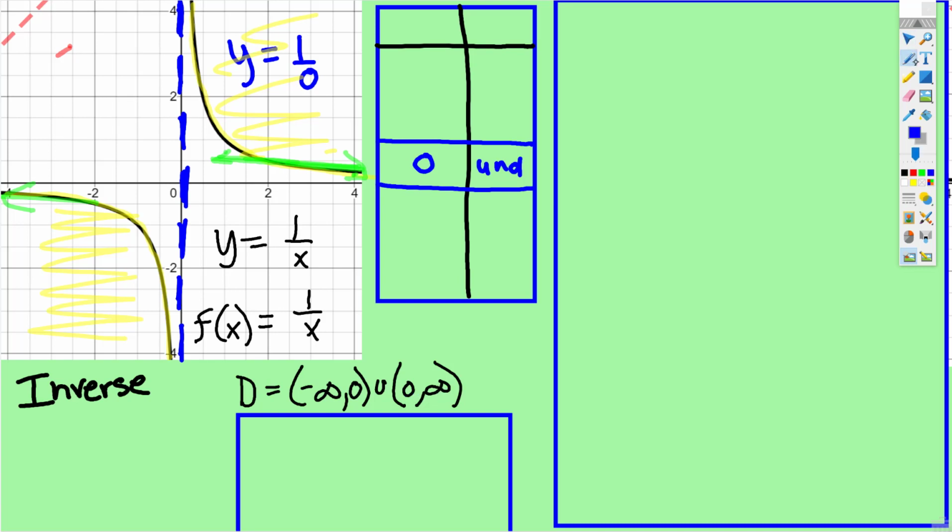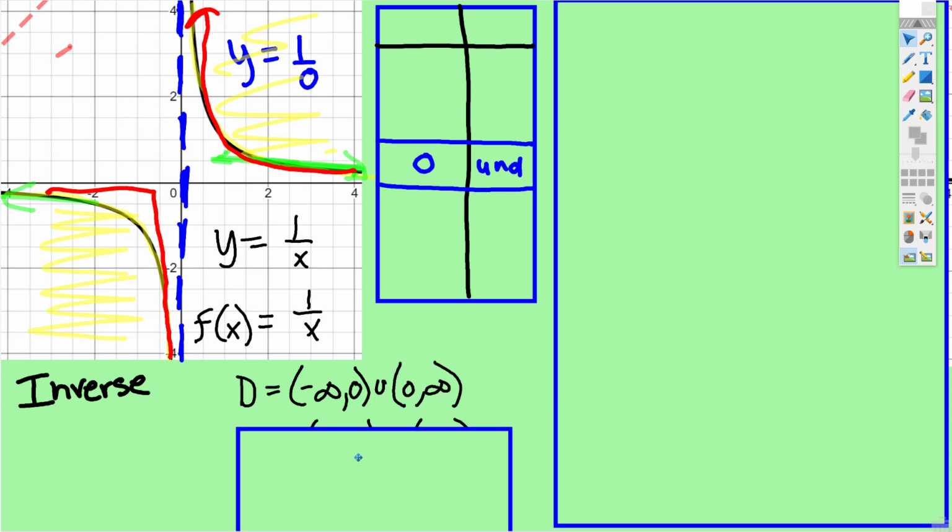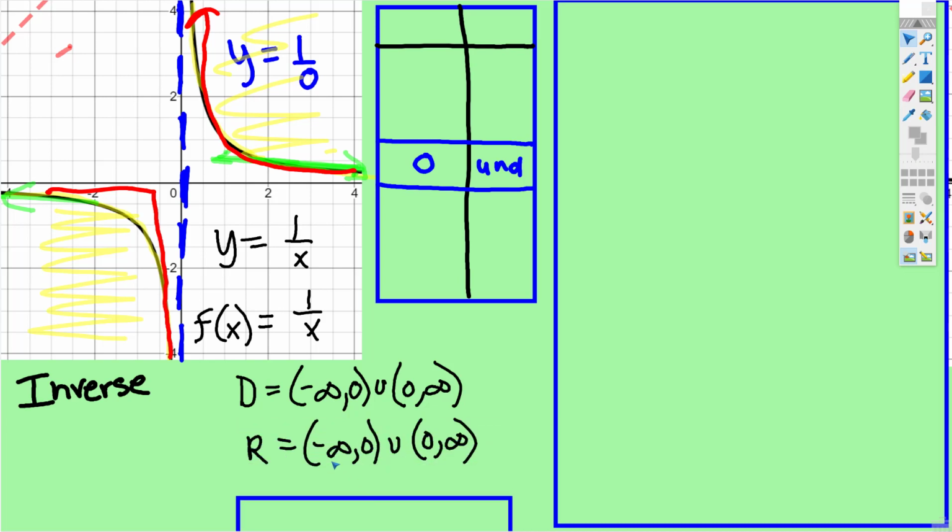Well, the range is doing the same thing. Notice it starts down here and it heads up towards 0, but then curves. And it starts at 0 and it starts to head up and goes towards positive infinity. So the range is also from negative infinity to 0, the union symbol, 0 to positive infinity. All right, that's it for the inverse function.